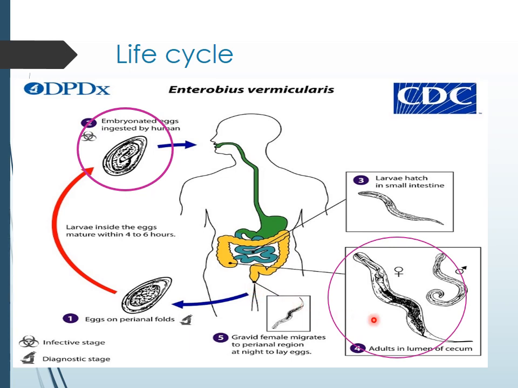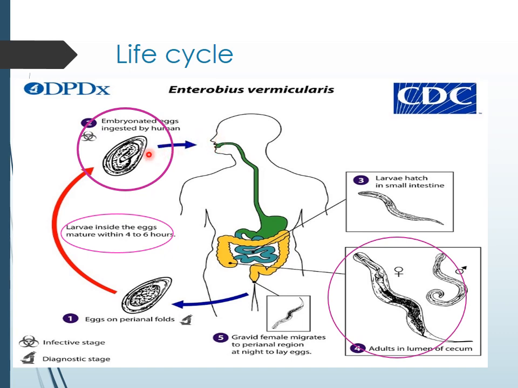Now, due to the movement of this adult gravid female, there would be itching, and the patient during sleep tends to scratch the perianal region. During that time, the eggs come into the nail bed and the hand of the person, and with the help of that contaminated hand, the eggs again reach the human being. This is known as auto-infection.